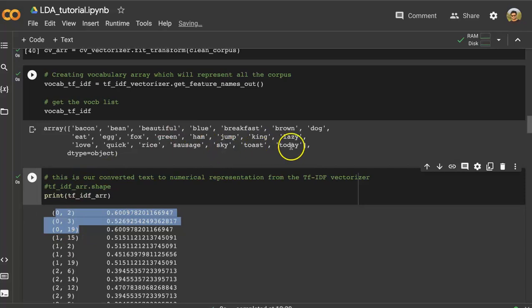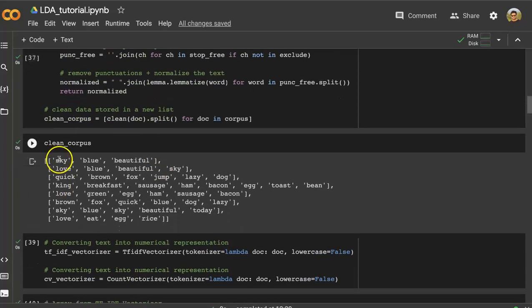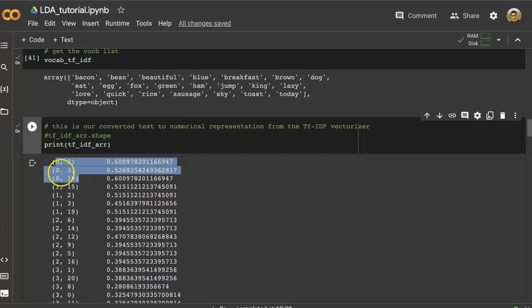So 19, 20, 21. So sky. So you can see there are beautiful, blue, and sky. If you just remember, in the first sentence there are 3 words: sky, blue, and beautiful. Similarly, you can see after the TF-IDF also, document 0 is represented by these 3 features, beautiful, blue, and sky, with some real numbers.